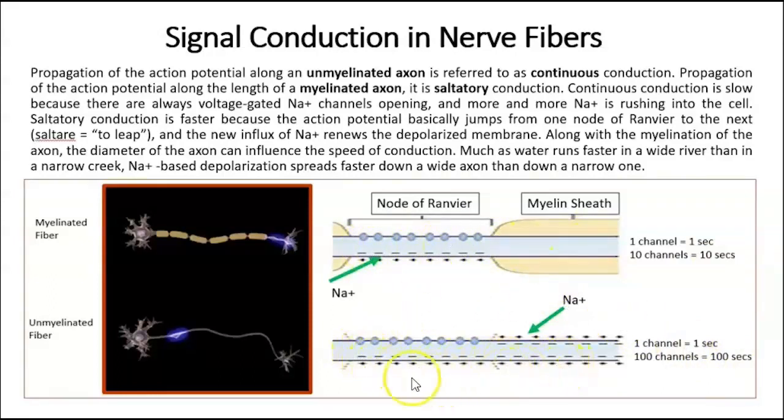Since in the unmyelinated fiber you need to open every single channel, this is called continuous transmission. In the case of the myelinated fiber, since you need to open only the channels that you have in the nodes of Ranvier, this one is called saltatory conduction.